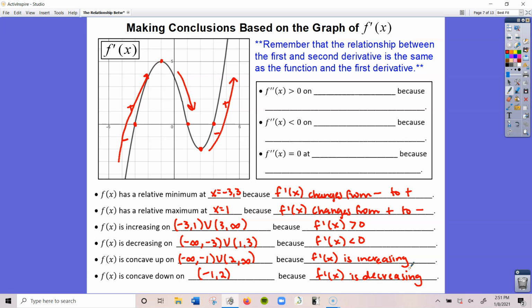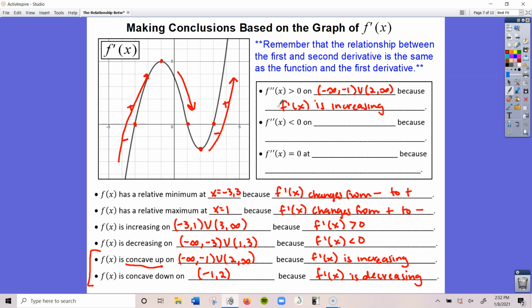Now, when is f double prime of x greater than 0? And this is going to be the same statements basically as these, because f double prime of x is greater than 0 means that f of x is concave up. So these are essentially the same thing. So we would say on the interval from -infinity to -1 union 2 to infinity, because f prime of x is increasing. And again, you see the relationship here between the second derivative and the first.